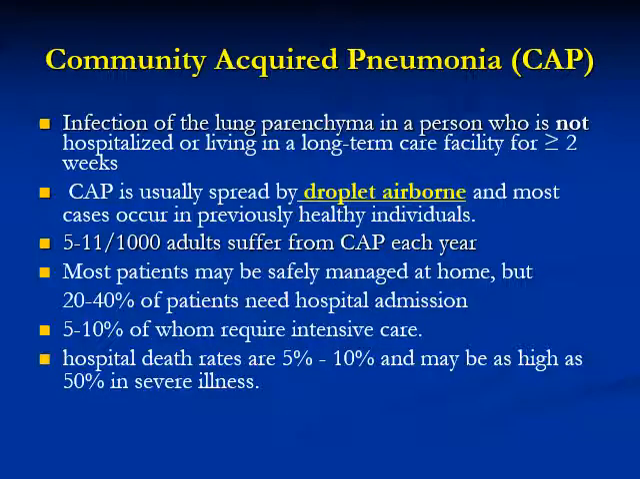We come to the community-acquired pneumonia. What is the community-acquired pneumonia? It's infection of the lung parenchyma in a person who is not hospitalized or not living in the long-term care facility for more than 2 weeks. And the person develops pneumonia, or infection of the lung parenchyma, who is not hospitalized for more than 2 weeks or not living in a long-term care facility.